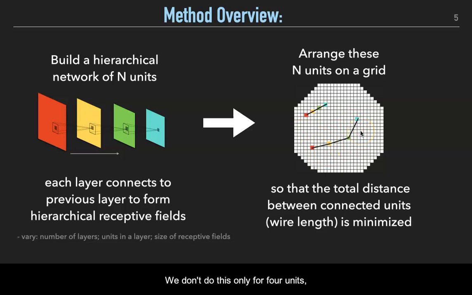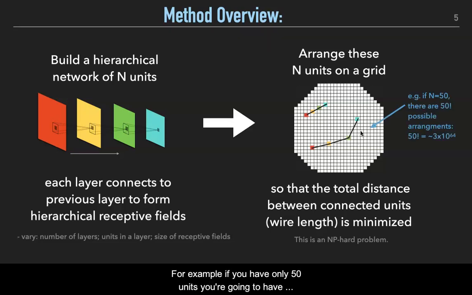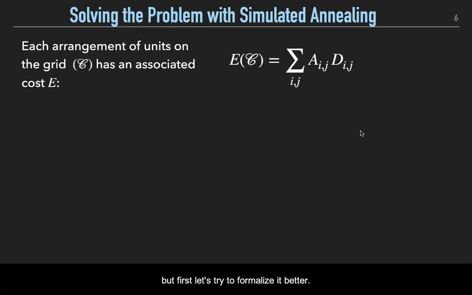We don't do this only for 4 units, we have to do it for all the units in the network. This is an NP-hard problem. For example, if you have only 50 units, you're going to have 50 factorial, or 3 times 10 to the 64 possible arrangements. It's a non-convex optimization, so how are we going to solve this problem? We're going to solve this problem with simulated annealing. But first, let's try to formalize it better.